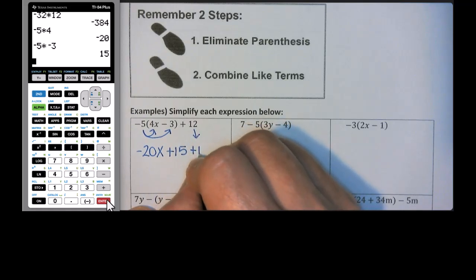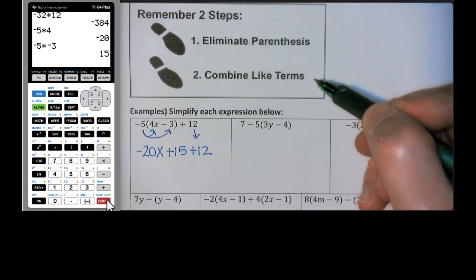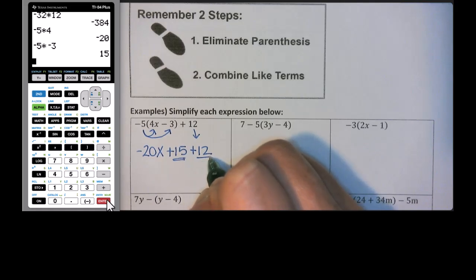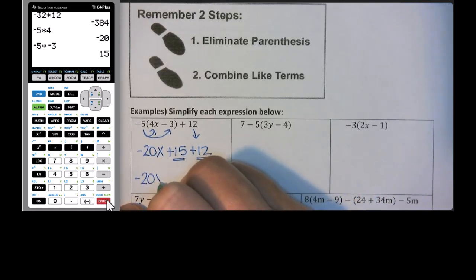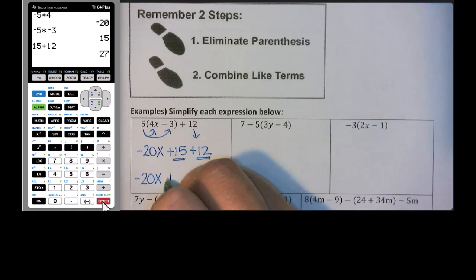So positive 12. Now that we have done the first step, we're going to do the second step, which is combine like terms. We're going to combine 15 and 12. So this would be negative 20x, 15 plus 12. You can use your calculator. 15 plus 12 equals 27.